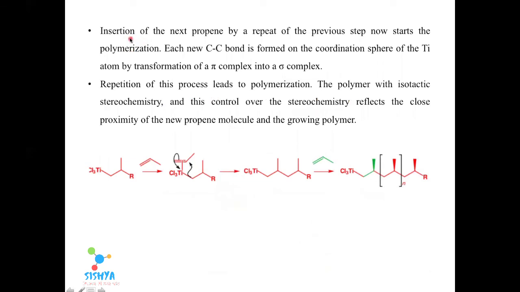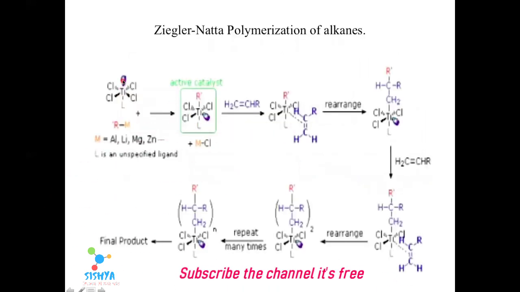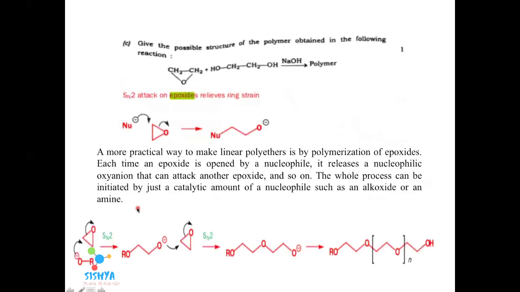Now, insertion of the next propene will continue, and accordingly it leads to polymerization. If I show it here, this is the vacant site to accept an alkyl group. Here is the titanium trichloride, and this one is the ligand. Here is the way R will be attached, then it will be attached again here, so it will continue. Let's see if these are on the same side. So this is the way.